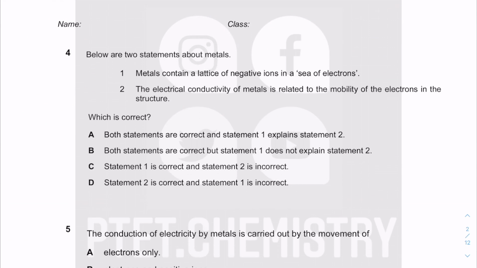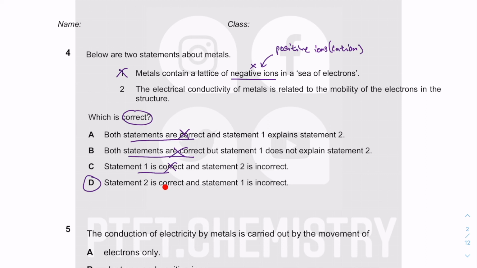Question 4. So we have two statements about metals. It's asking us which one is correct. If you read the first bit, it has a lattice of negative ions. That is definitely incorrect. It has a lattice of positive ions, or what we call cations, in a sea of delocalized valence electrons. So statement 1 is already incorrect because of the negative ion there. When we see that, "both statements are correct" is wrong. "Statement 1 is correct" is wrong. There's only one answer because statement 1 is definitely wrong.